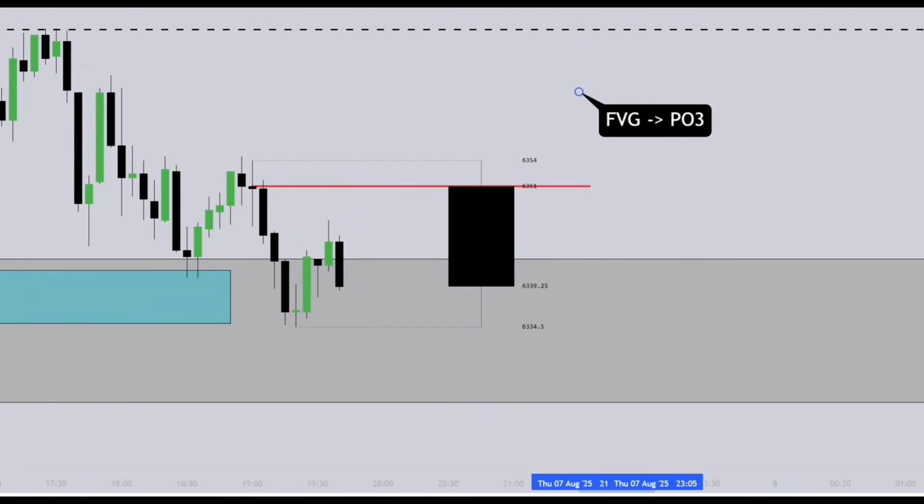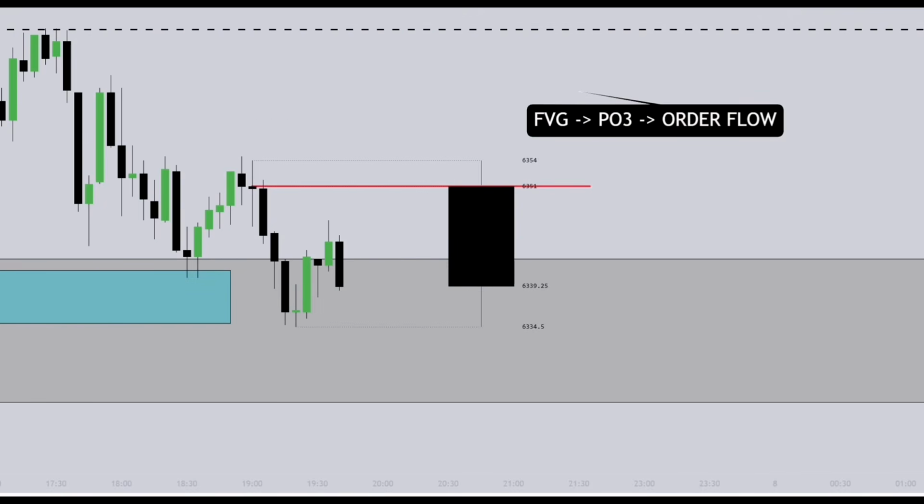You want to have some kind of a PO3 alignment, and then you're trading order flow. So these are the three things that will make any ICT trader profitable. So if you're unprofitable, you want to just figure out which one of these steps you're missing, right?